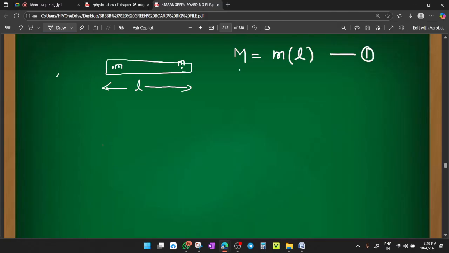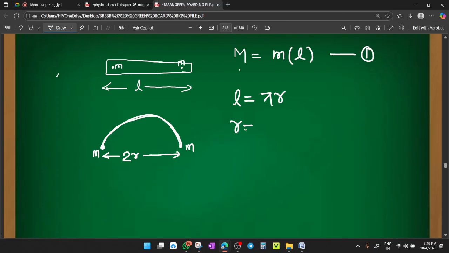Now, if you bend this bar magnet into a semicircular shape, then what will happen? The pole strength will be the same, yes or no? But the distance between the poles becomes 2 times the radius. Clear? And the whole length will convert into a semicircle. It means L becomes pi r. The magnetic length becomes pi r. So what is the radius? The radius equals L upon pi.